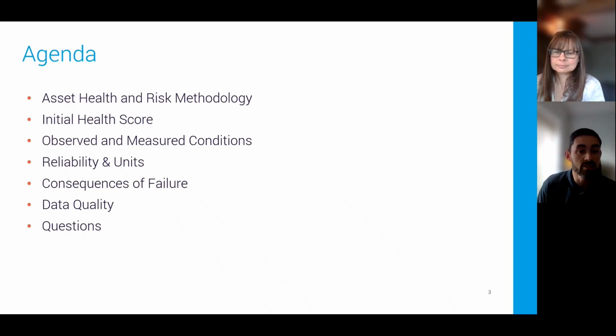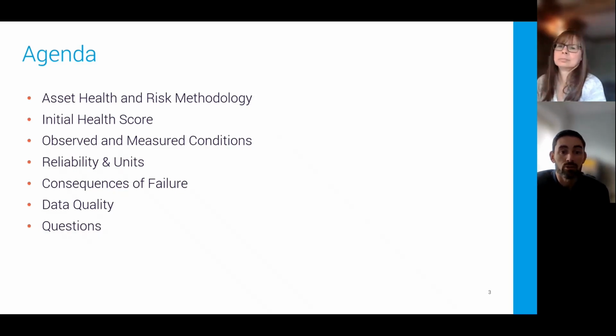So just the agenda for this session today. We'll be providing a quick recap on asset health and risk methodology components, and look at some of the typical data inputs. Then move on to the data considered in deriving an asset's initial health score. We'll be looking at observed and measured condition data and how this influences asset health scores. Looking at reliability modifier and unit data points. We'll be looking at consequences of failure inputs. And finally, we'll look at some data quality considerations also.